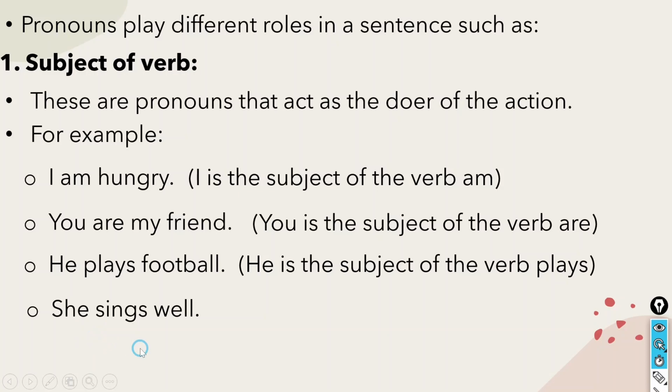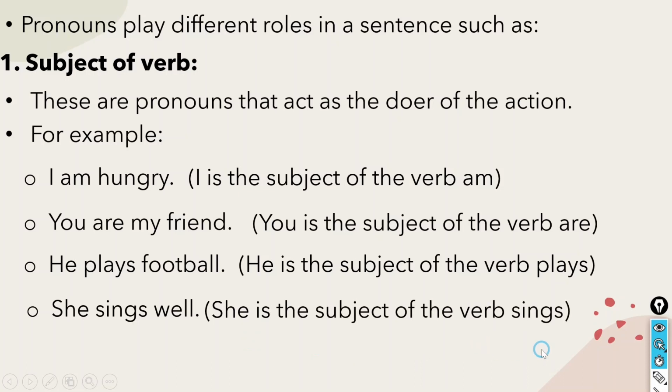Then, "She sings well." Sing is the verb, and the one that does the singing is she. That's why we're saying she is the subject of the verb sings. It is the doer of the singing. So who sings? She. In this case, she as a pronoun is playing the role of the subject of the verb, the doer of the action.